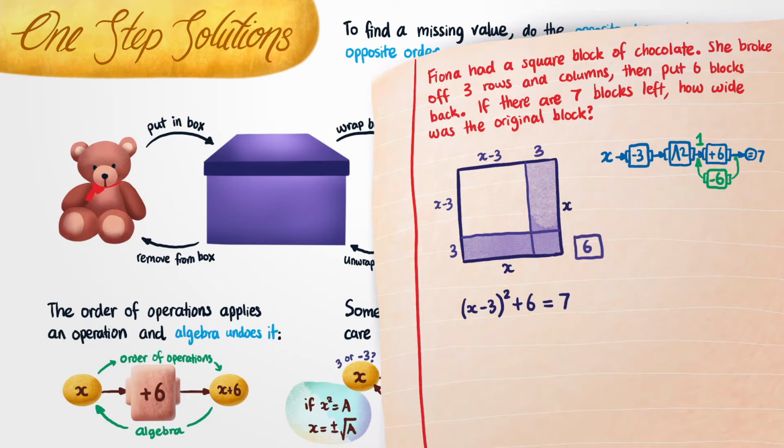So now the next thing we want to do is we want to undo this square over here. But as we already discussed, the opposite of a square is a square root. And anytime you want a square root, you have to remember to add plus minus in front.